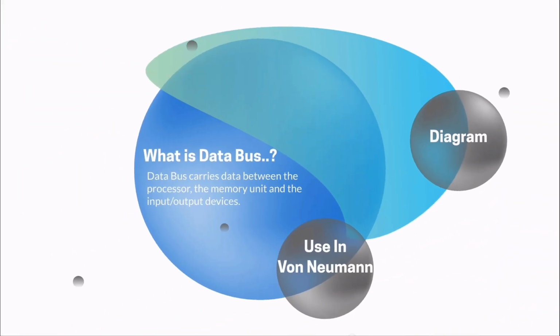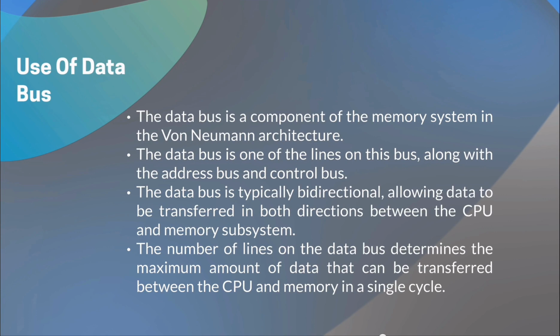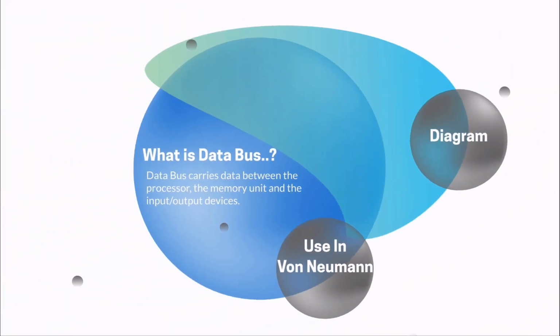Hello, I'm Dev Datir and I'm going to explain to you the uses of data bus in von Neumann architecture. As explained earlier, the data bus carries data between the processor, the memory unit and the input output devices. Looking forward to the uses of data bus, the data bus is a component of the memory subsystem in von Neumann architecture. The data bus is one of the lines on this bus along with the address bus and control bus. The data bus is typically bidirectional, allowing data to be transferred in both directions between the CPU and memory subsystem. The number of lines on the data bus determines the maximum amount of data that can be transferred between the CPU and memory in a single cycle.